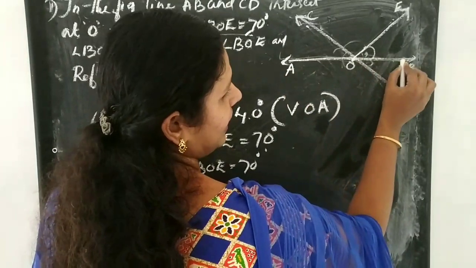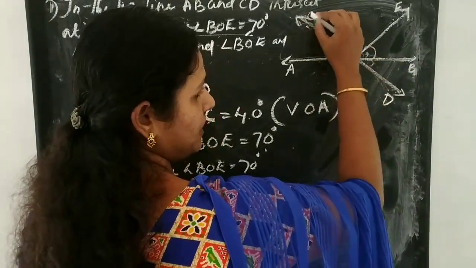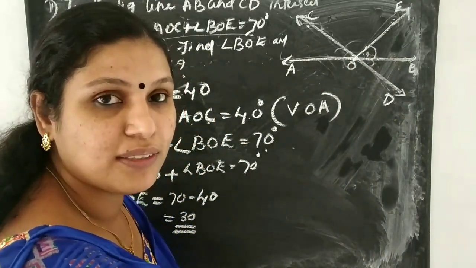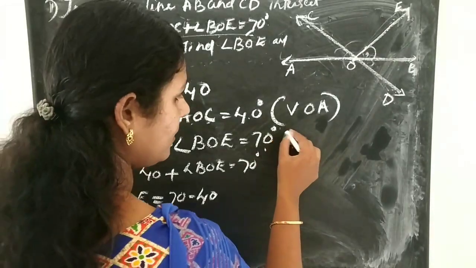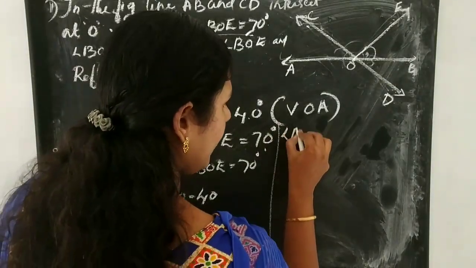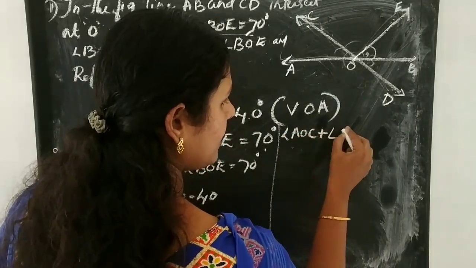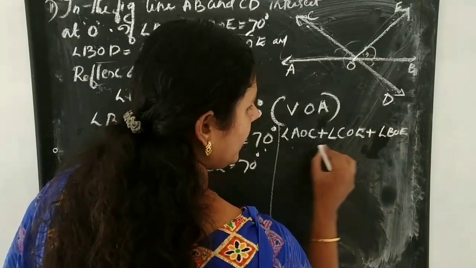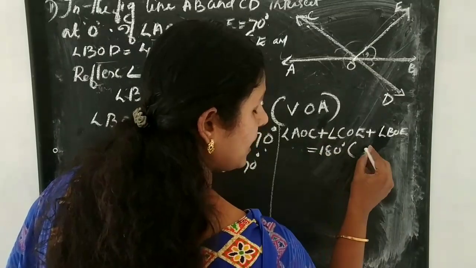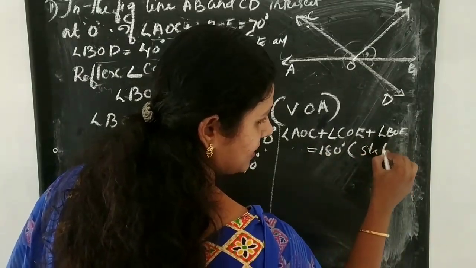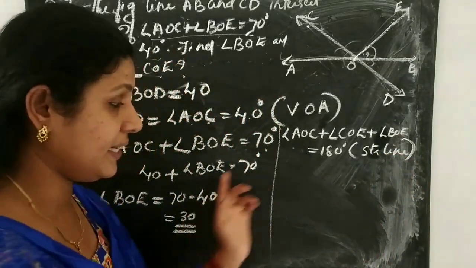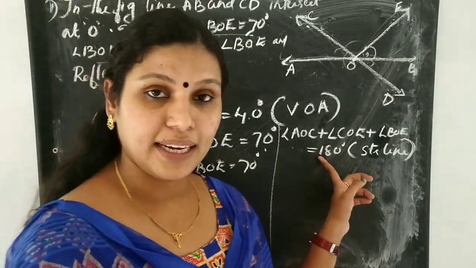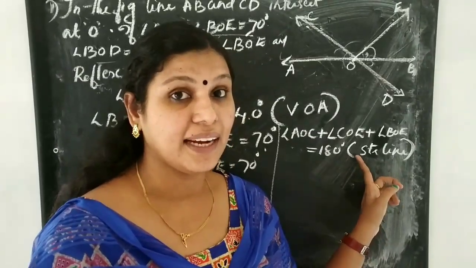See children, here it is a straight line. In a straight line, this angle AOC plus angle COE plus angle BOE. So in a straight line the angle is what? That is 180 degree. So we write angle AOC plus angle COE plus angle BOE equal to 180 degree, because it is a straight line. The angles in a straight line is 180 degree, so that's why we write angles in a straight line.